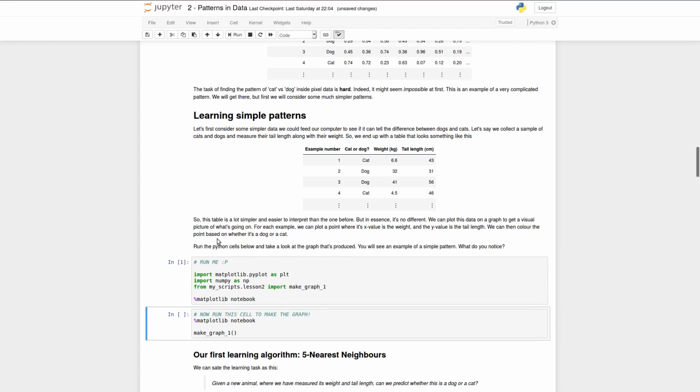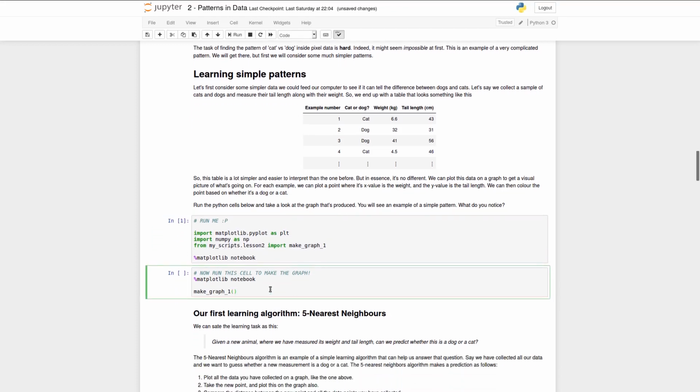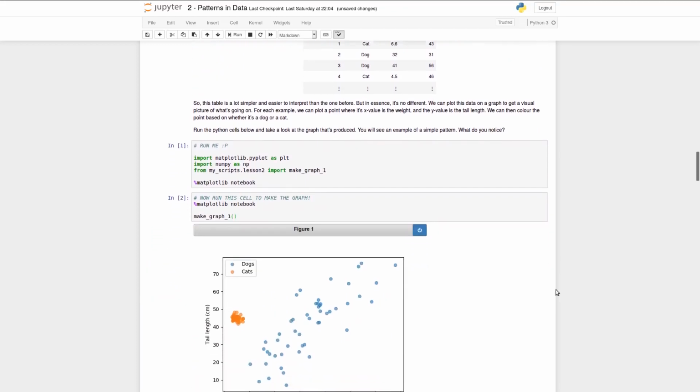So as usual, we're just going to do some imports here. We're just going to import matplotlib and numpy, and then these are some scripts that I've written. Okay, so we're going to make the first graph.